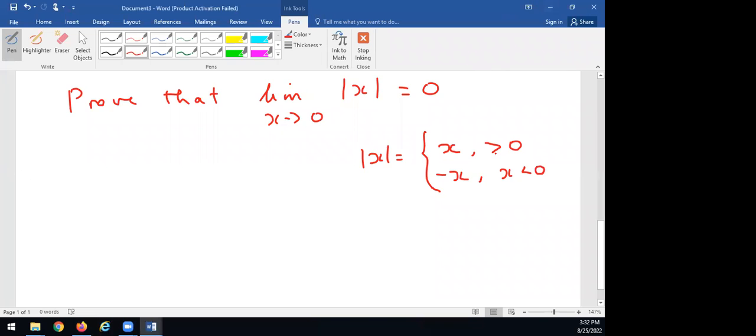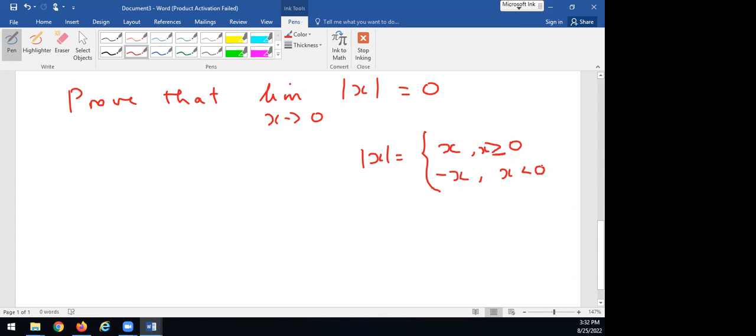And we're going to close this as well. Whenever x is greater than or equal to 0, we're going to close it. And then it's negative x if x is less than 0, right? So that's how we look at the definition.